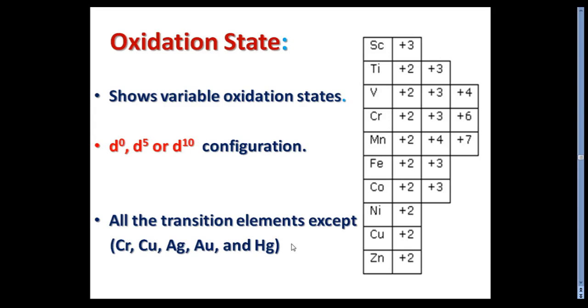Along the transition series, an increase in the number of oxidation states is observed up to the middle as we move from left to right, and then it goes on decreasing. So the various oxidation states shown by 3D elements we can see in this table. This is a very important nature shown by the transition elements.